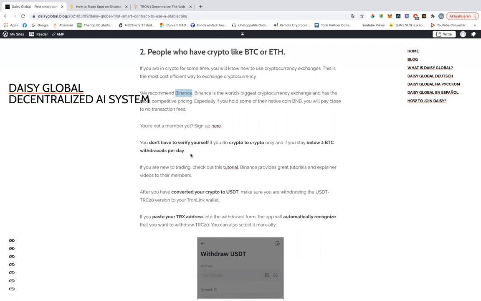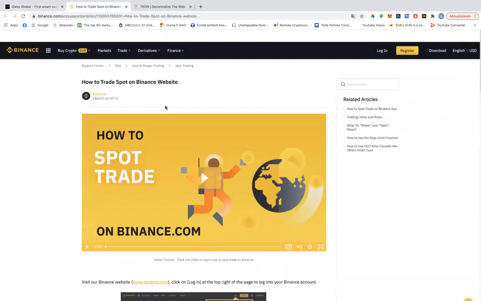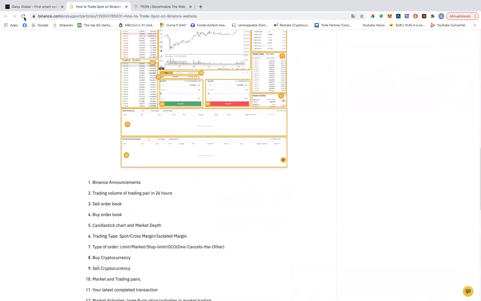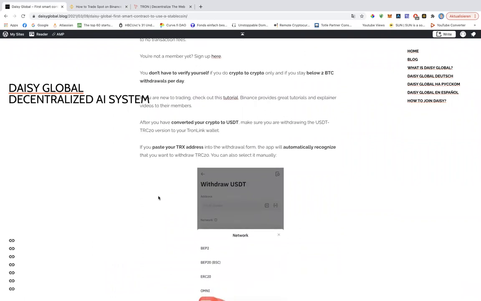And if you do crypto to crypto only, if your transactions don't involve fiat, you don't have to verify yourself and you can withdraw up to 2 Bitcoin per day without verification. That's the big power of Binance. To do trading, you can use this tutorial right here, and Binance does a great job in explaining things using tutorial videos, step-by-step instructions and all that stuff. And then you just buy USDT, right?